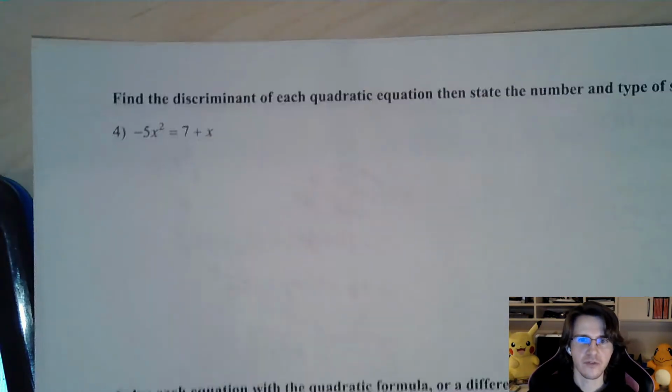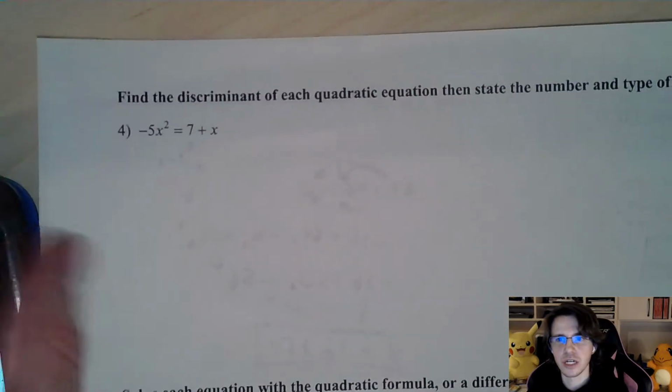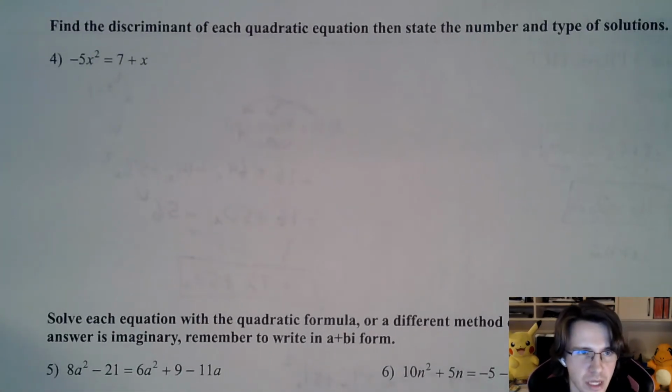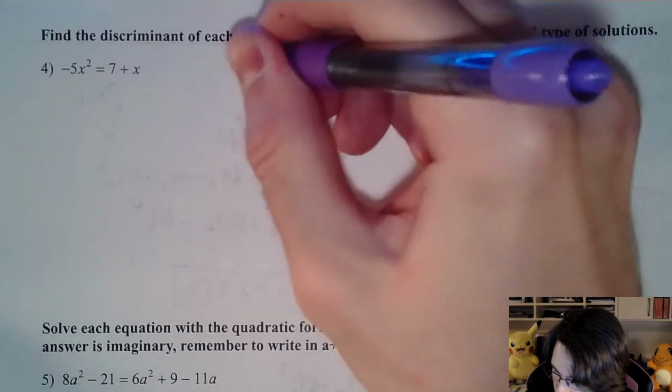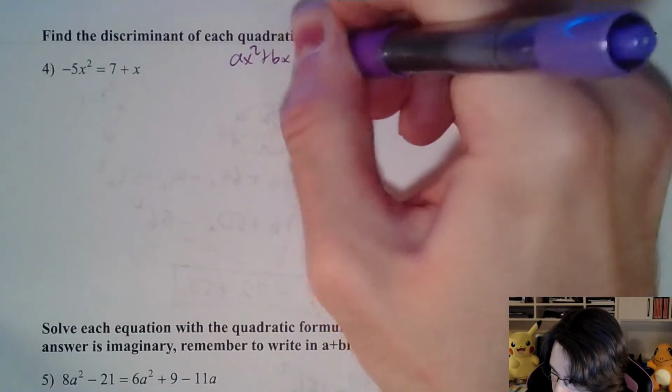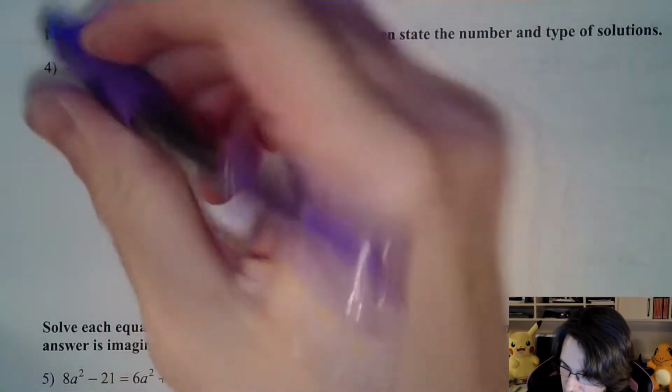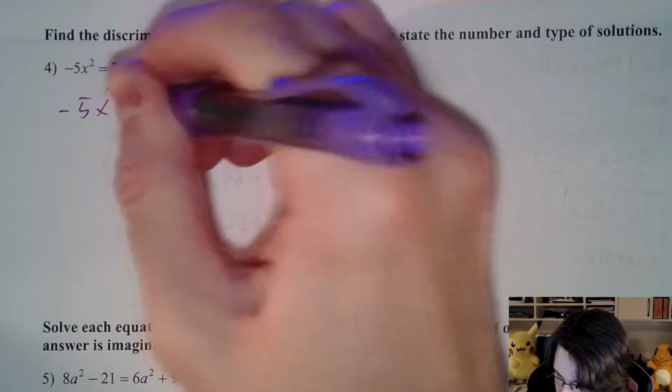Let's go to the back page. Number 4. Find the discriminant of each quadratic equation and state the number and type of solution. So the idea is we do need to find that discriminant. You can only find discriminants if it's already in ax squared plus bx plus c equals 0 form. So we do need to move this 7 over and this x over to make it negative 5x squared minus x.